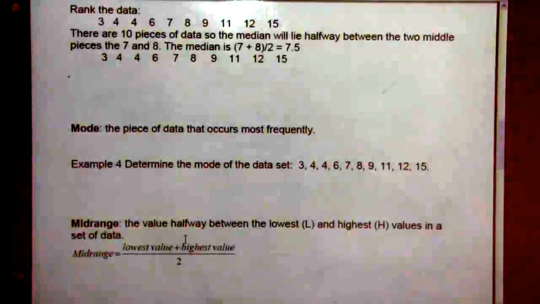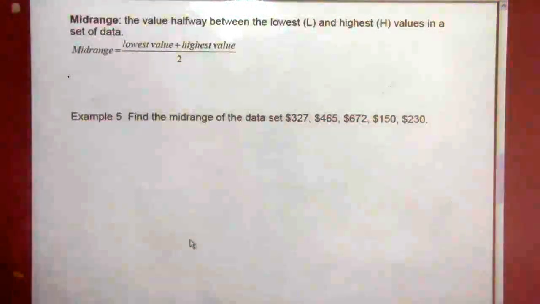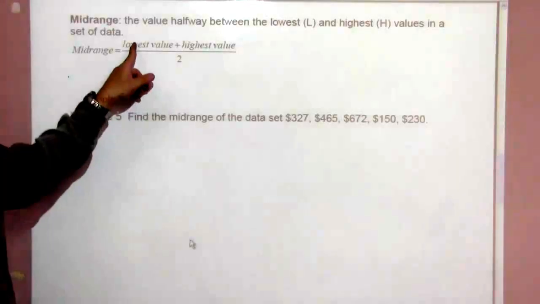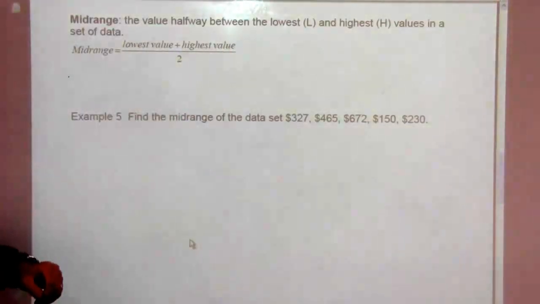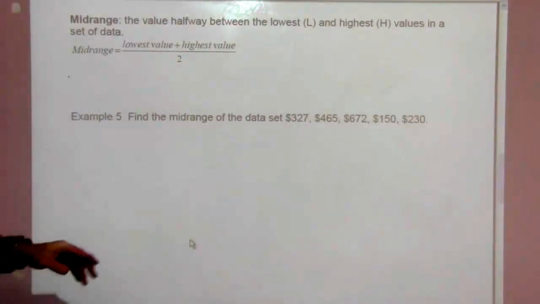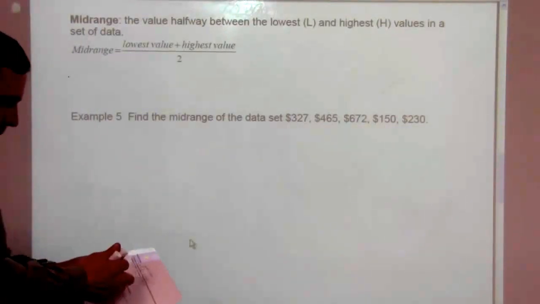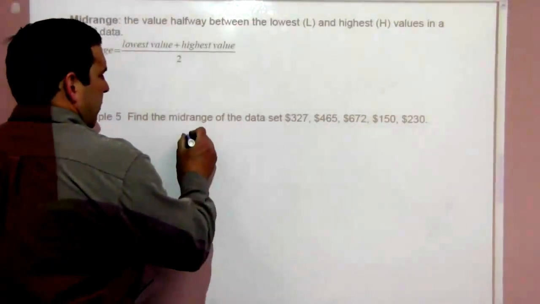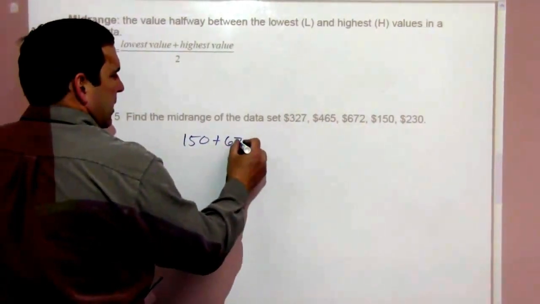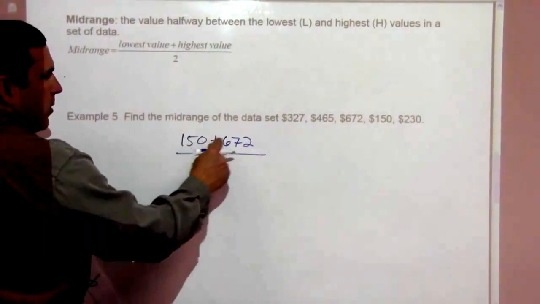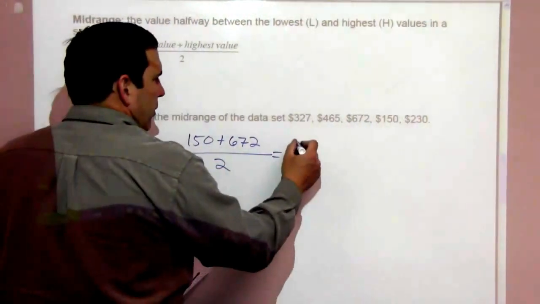Let's talk about midrange. Midrange is the value halfway between the lowest and the highest values in a set of data. So midrange is the lowest value plus the highest value divided by 2. Find the midrange of the problem we're talking about, the amount of money spent by the parents. The lowest amount spent was $150, and the greatest amount spent is $672. The lowest plus the highest divided by 2 is going to be $411.